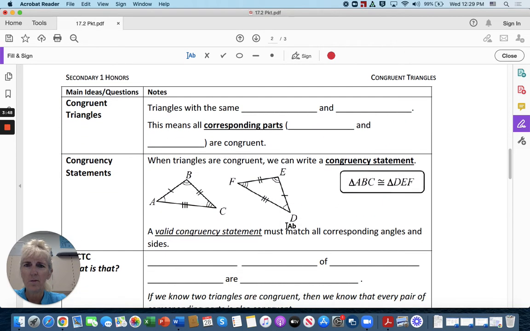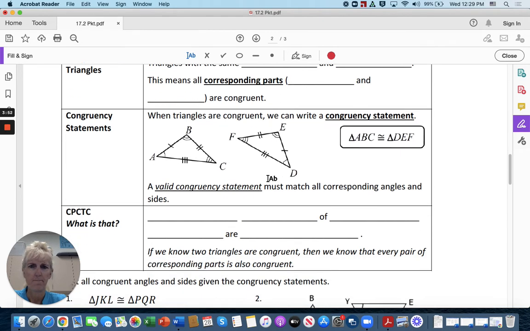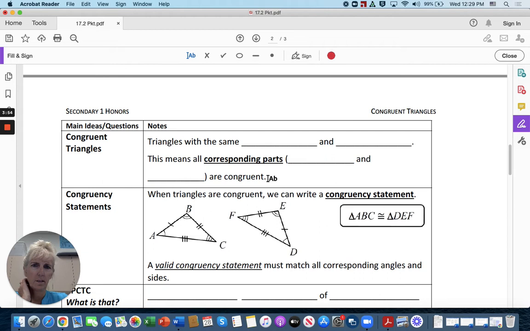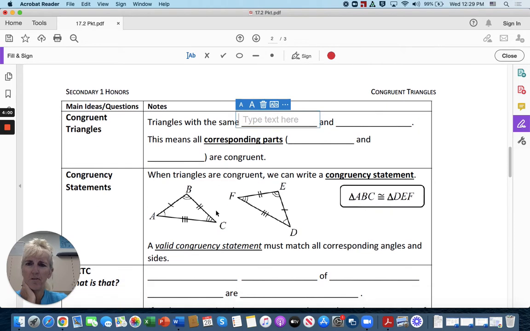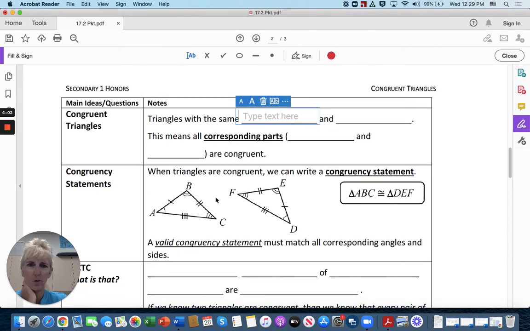And now we're going to fill this in. Triangles with the same what? Okay, this I think you can get from the definitions before. So you have to fill that out, but I'm not going to do it with you.